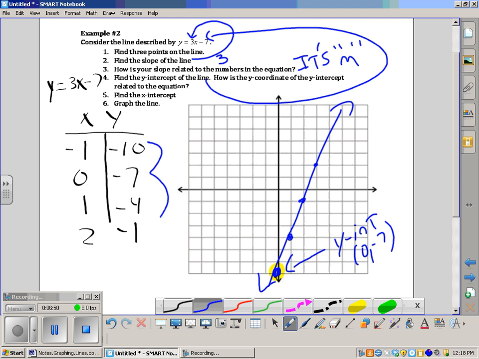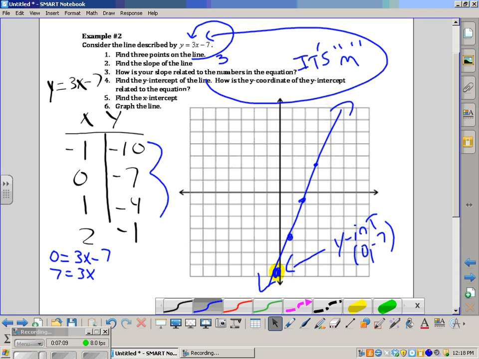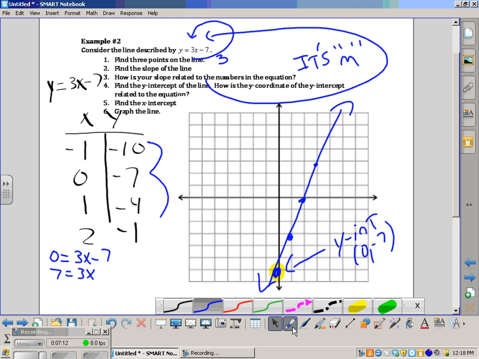Find the x-intercept. Oh, the x-intercept, it would appear that it's 2, but we know it's not, because when you plug in 2, you get -1. So for the x-intercept, y is going to be 0. So x equals 7/3. So that's 2 and 1/3. To be sure, I'm going to make a little point here. So this is 7/3, comma 0.